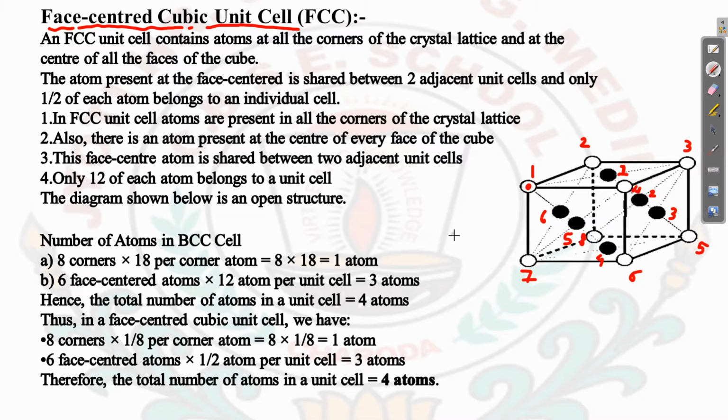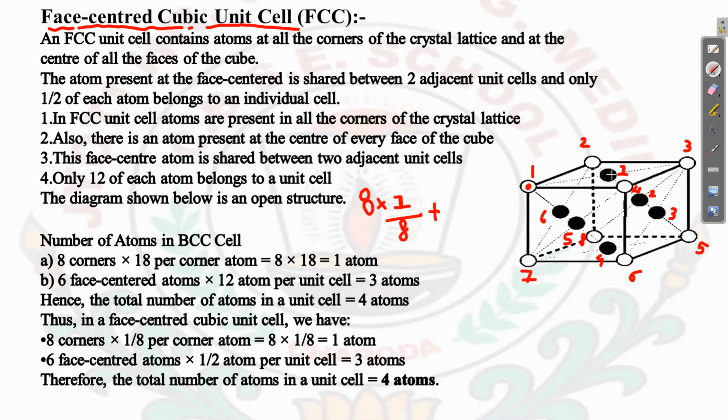So how do we find out how many atoms are being contributed here? For each atom present at a corner, what is their contribution? Their contribution is 1 by 8 into 8, plus, at the faces, the particles which are present must be half contributing to this single unit cell. Half of them will be contributing to the other unit cell to which they are connected.